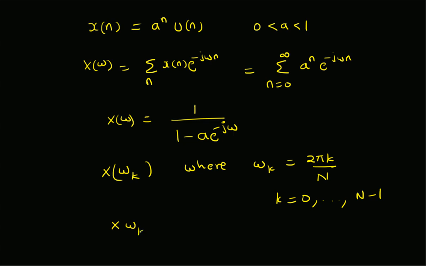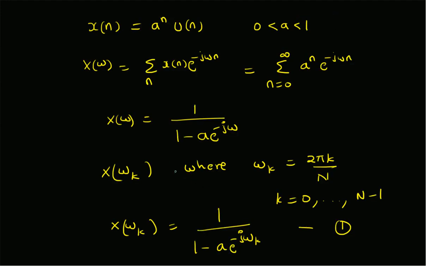Now we have X of omega k is equal to 1 by 1 minus a into e power minus j omega k. So this is our equation 1. So X of omega k, that is the sampled spectrum, is a discrete spectrum given by 1 by 1 minus a into e power minus j omega k, where omega k is 2 pi k by capital N. Now consider the sequence corresponding to this X of omega k.